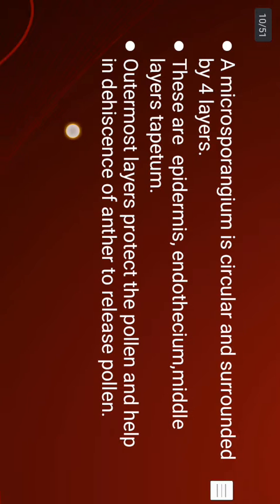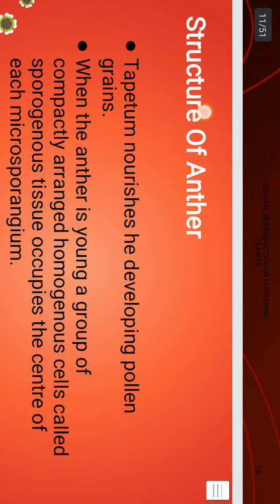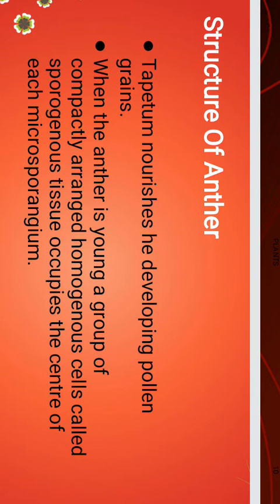So at 4 corners, initially what is present? Microsporangium is present. Each lobe consists of 2 microsporangia. So totally 4 microsporangia are present. Later on they will be forming the pollen sac, and the pollen sac is filled with sporogenous tissue. As the plant is diploid, the sporogenous tissue is also diploid in nature.